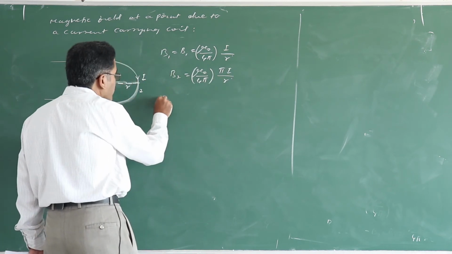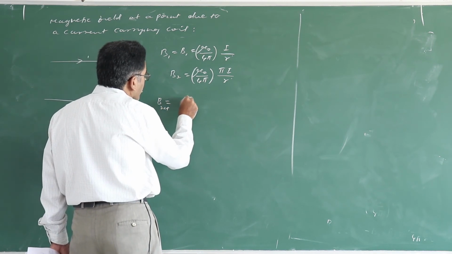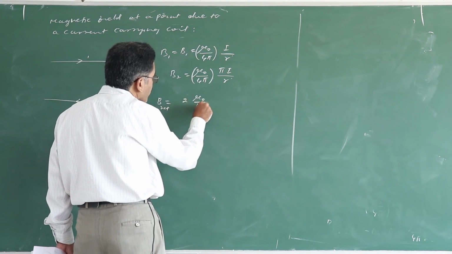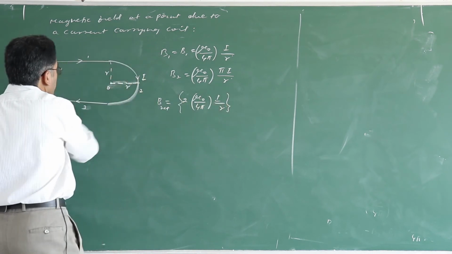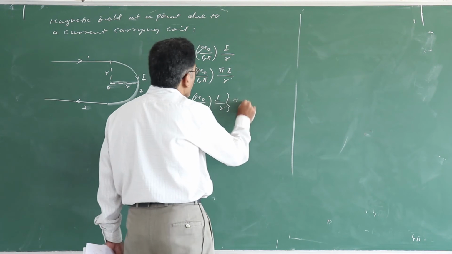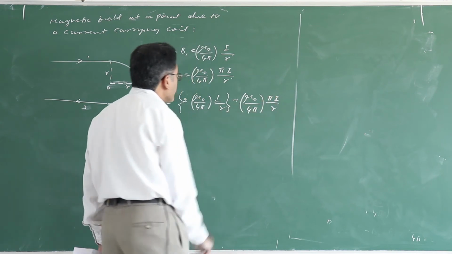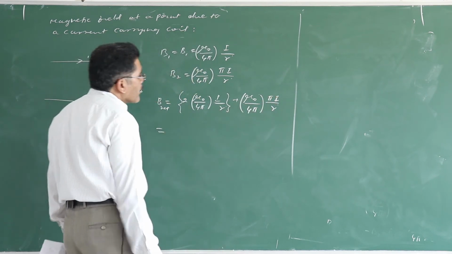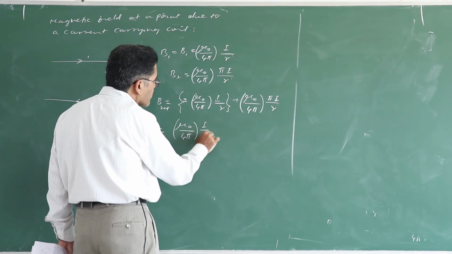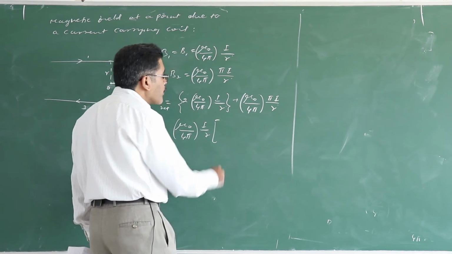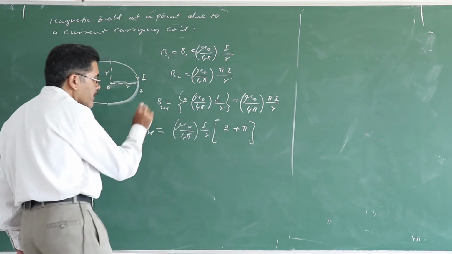Now write down the net magnetic field. B net is equal to, all of them get added up, 2 into mu naught by 4 pi I by R. This is due to straight conductors, they got added up, plus mu naught by 4 pi into I by R. Now you just take out mu naught by 4 pi I by R as common. So you are going to get 2 plus pi. So the net magnetic field is given by this.